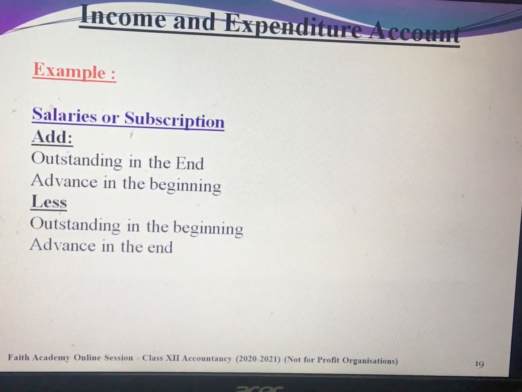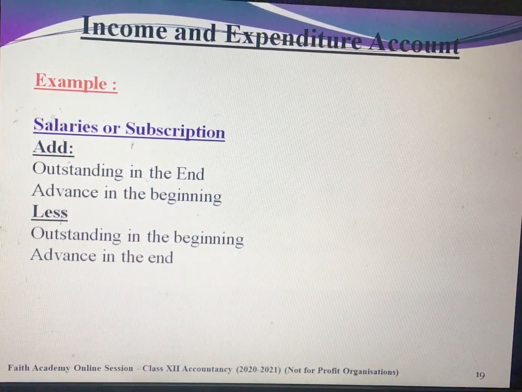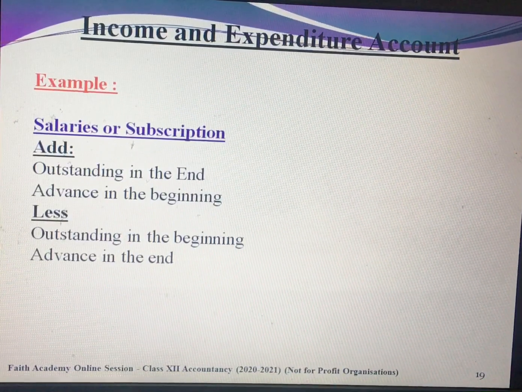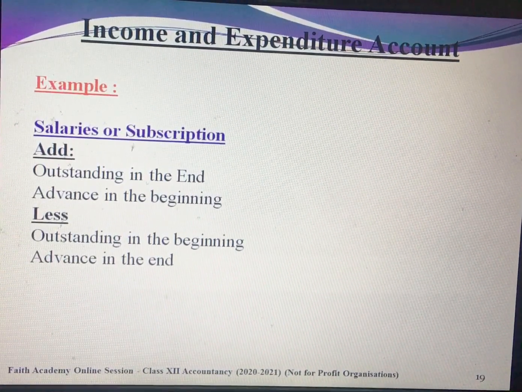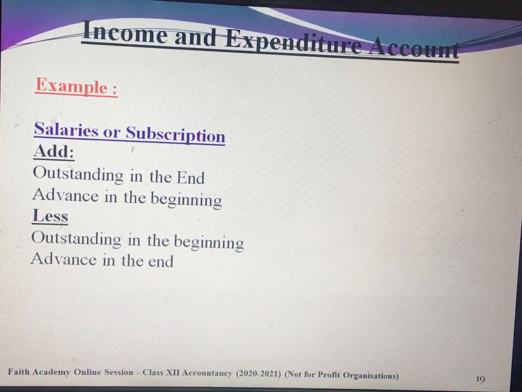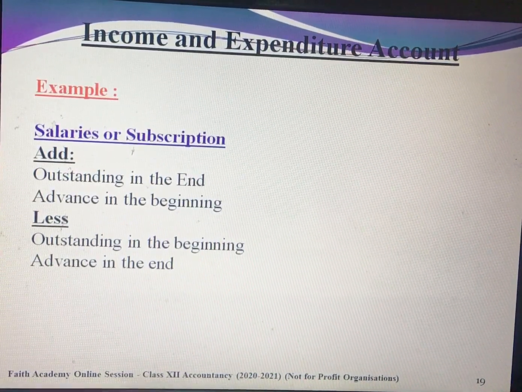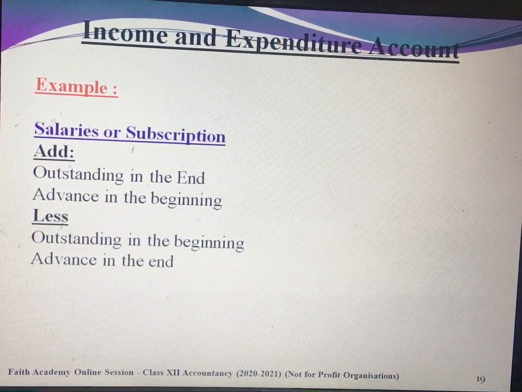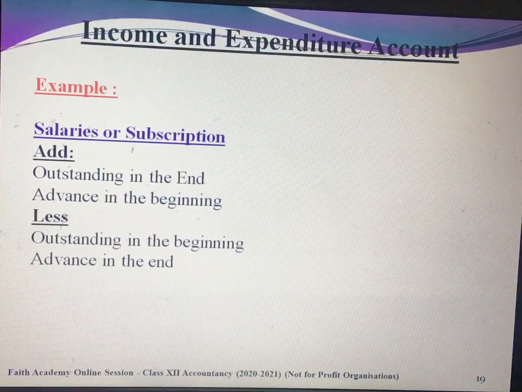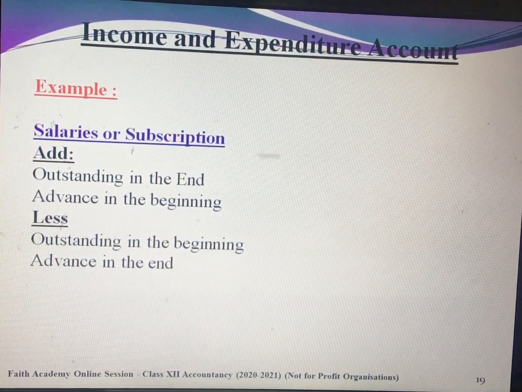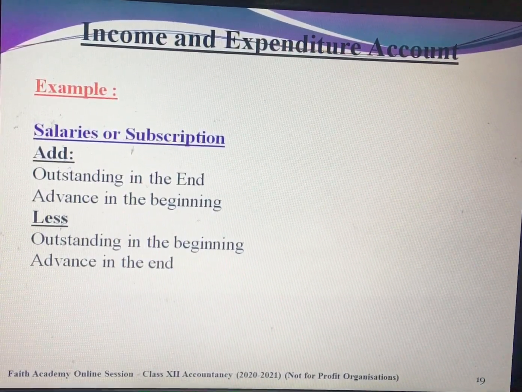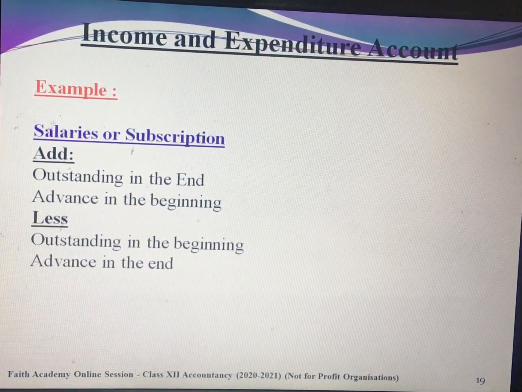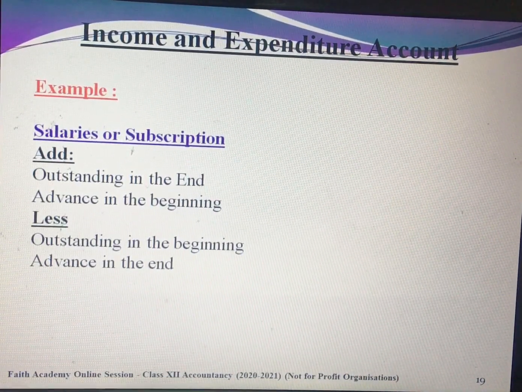Okay, so if the salaries amount is given, what are we going to add? Outstanding in the end. What is outstanding in the end? The whole accounting year has gone, still there is something that is outstanding. Okay, this will be added because this pertains to this current year. Whatever is outstanding is of the current year, and in income and expenditure account we have to take whatever pertains to current year, whether it is paid or not, received or not.